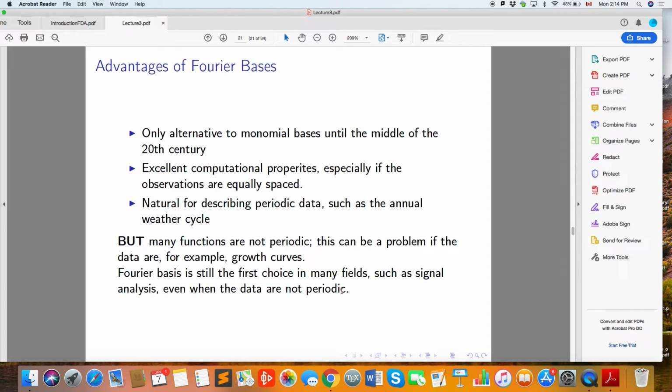Okay, but in reality, there are often many functions that are not periodic, right? So if we use Fourier functions, there will be a problem, right? Therefore, we are going to learn another powerful basis function to represent functions when they are not periodic.